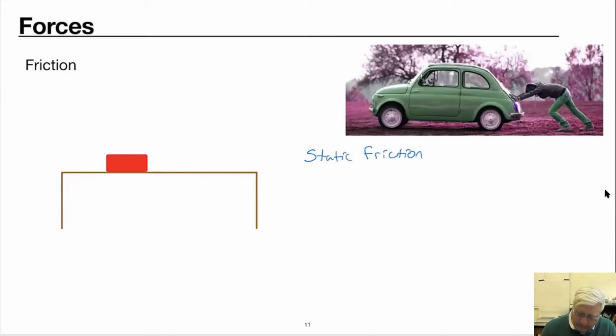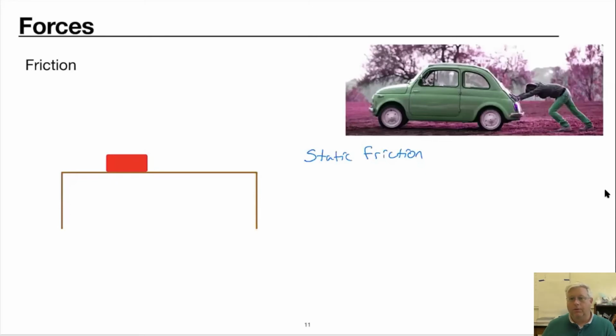The word static, which you might be familiar with, usually means that something's at rest. So static friction is the contact force between a stationary object and the surface it's in contact with. For instance, if your car, like in the picture here, runs out of gas on a flat surface, it's not going to move anywhere. This person could be pushing on it with all the force they want, and it doesn't move because of what we call static friction between the tires and the ground.